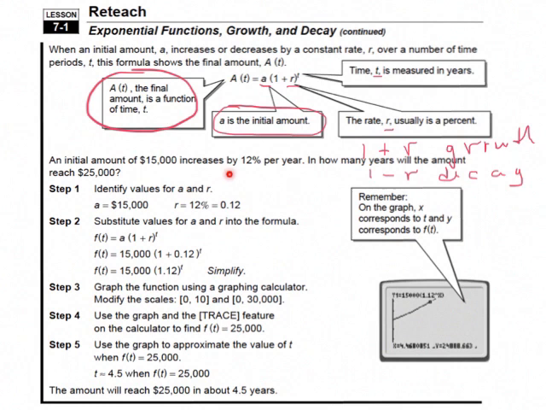It increases by 12% each year. That is your growth rate, 12%. Now, we need to change that to a decimal, so 0.12. In how many years will the amount reach 25,000? 25,000 is what the final amount will be after t years. So you're going to plug that 25,000 in for A of t.